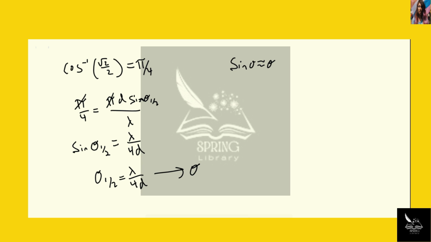So if I draw my peak here, this is the center. This is theta 1/2. So we want to double this to get the full angle. So then theta 1, I'll call it, equals lambda over 2d.